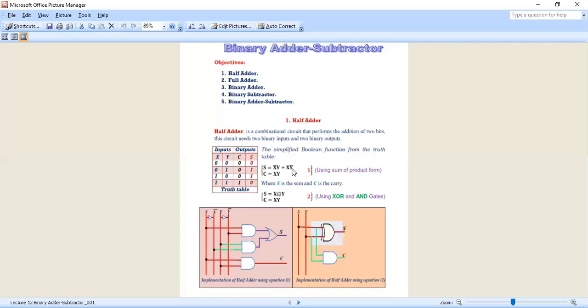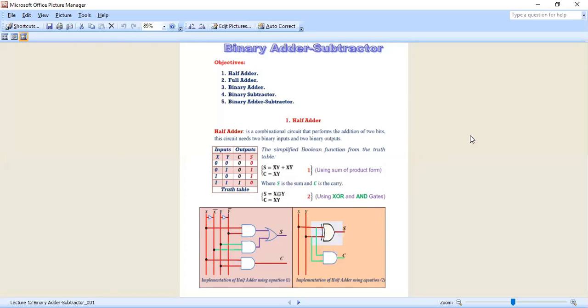Did you draw the K maps? Hello. G2. Yes. Are you drawing the K map?